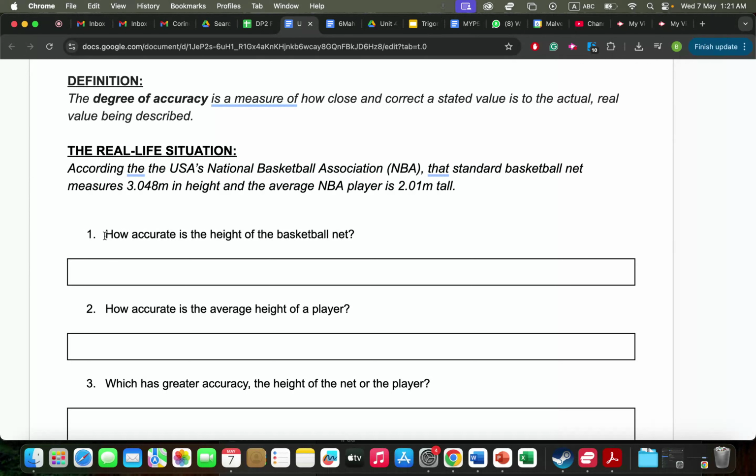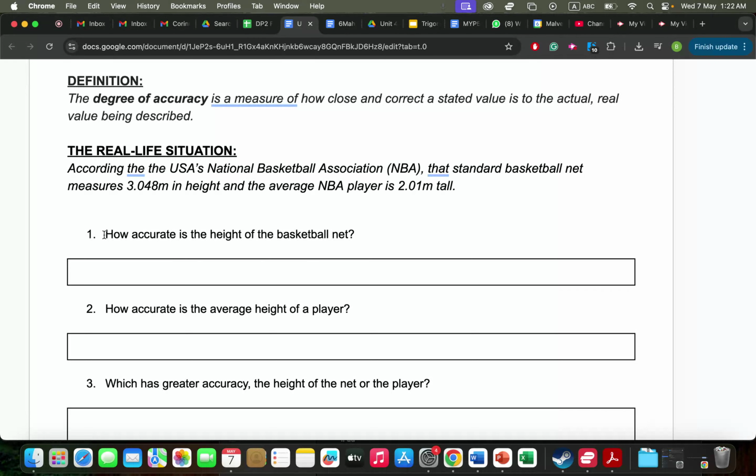Now, the first question I have for you is, how accurate is the height of the basketball net? If I pose this question to a student, I'm almost certain that I'm going to get this answer: the height of the basketball net is very accurate because the NBA said so. Now, if you write something like that, you are sure not to get any credit for this criterion. So I'm going to show you what we should be looking out for when it comes to the accuracy of a measurement or a number that is given to you in a given context.